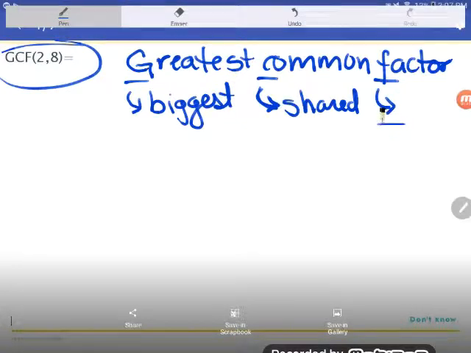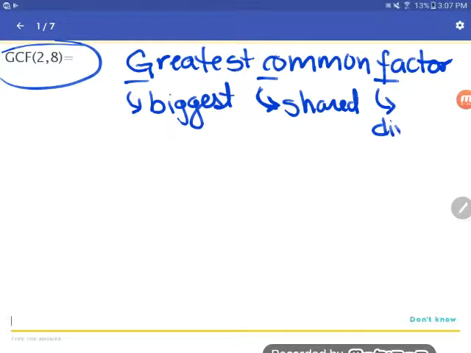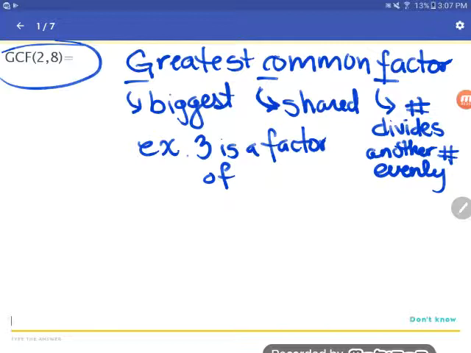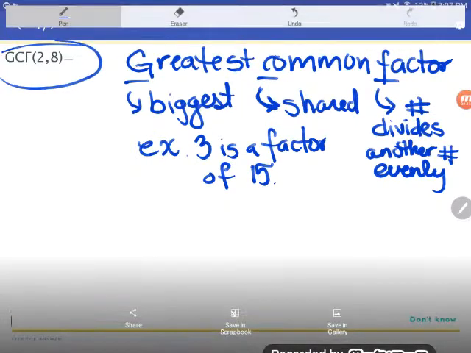You have to understand that a factor is a number that divides another number evenly. Let me give you an example. So a factor is a number that divides another number evenly. For example, 3 is a factor of 15, because I could divide 15 by 3 evenly with no remainder. If you need any more explanation about what is a factor, you go back and view one of the factor videos. But I'm just going to press on here as if you have been reminded of what a factor is.